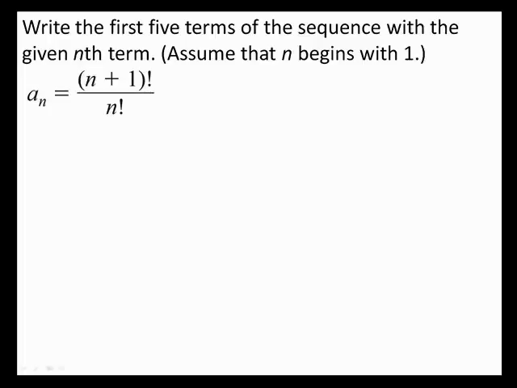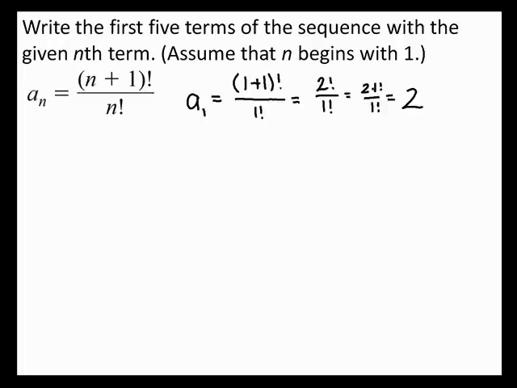Write the first 5 terms of the sequence with the given nth term. Assume that n begins with 1. a sub n is equal to (n plus 1) factorial divided by n factorial. Substitute 1 in for n. Simplify 1 plus 1. Factor 2 factorial into 2 times 1 factorial. Simplify 2 times 1 factorial divided by 1 factorial. You find that a sub 1 is equal to 2.